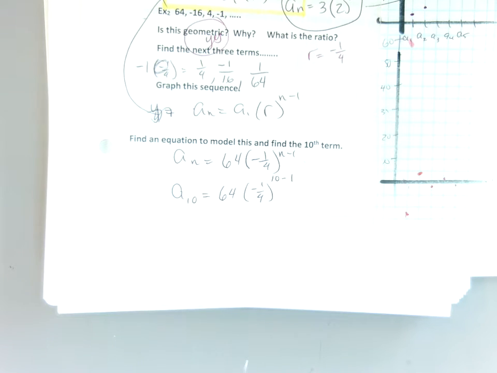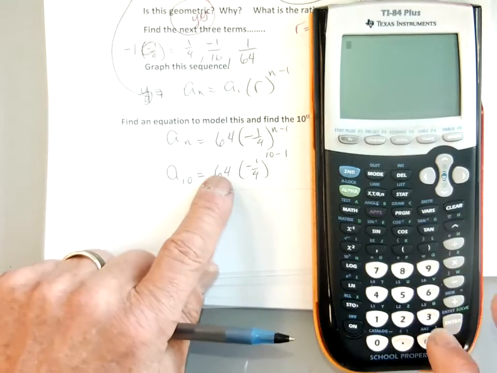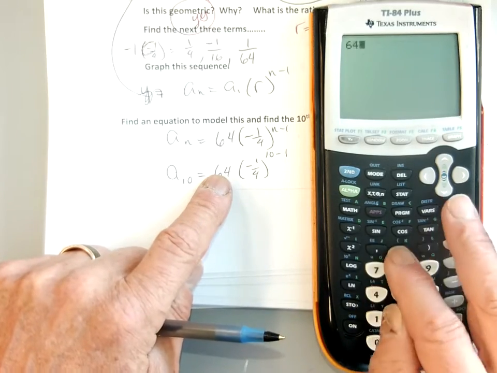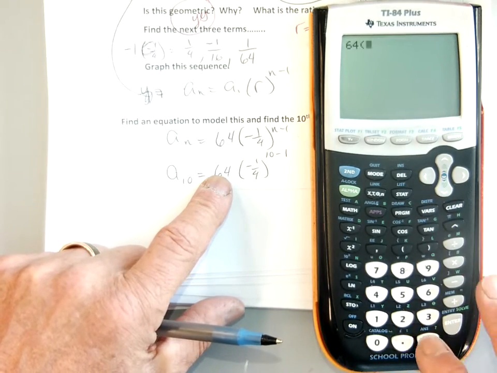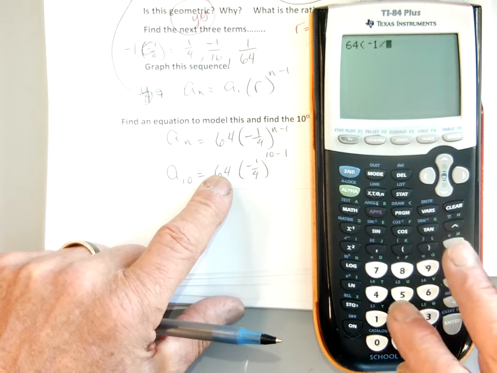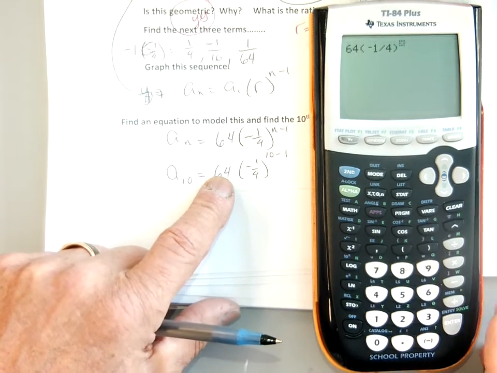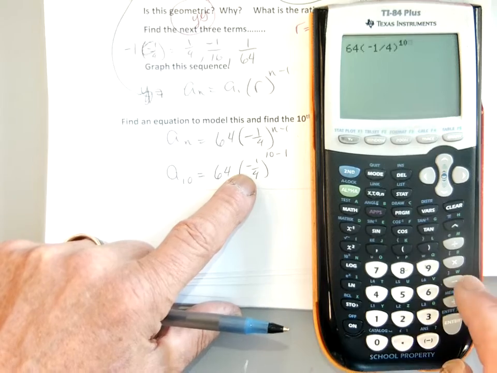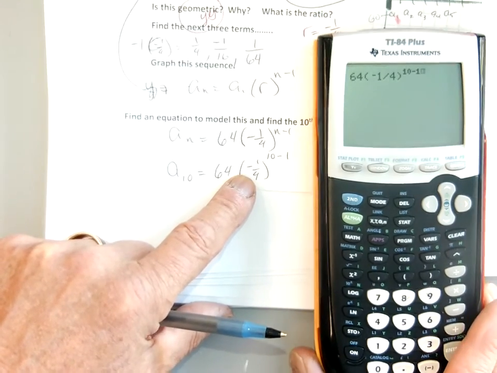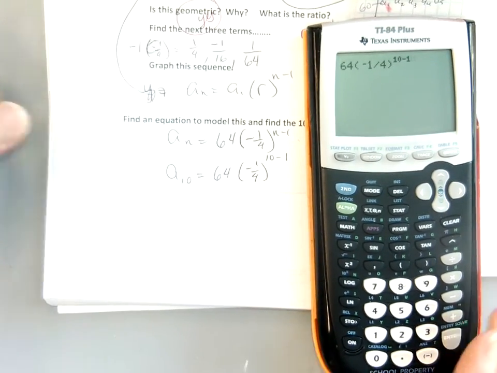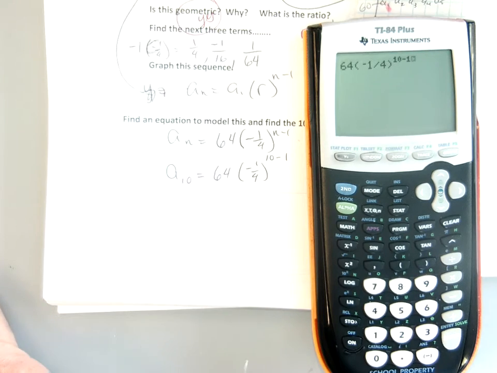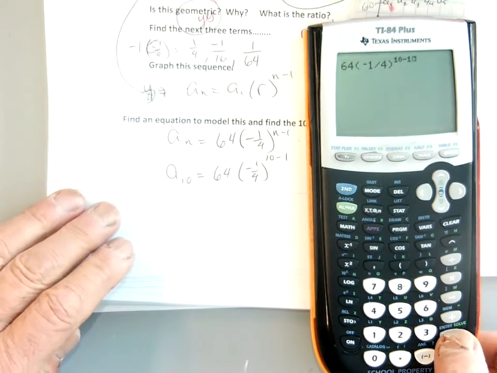So let's go ahead and go in my calculator. I'm going to go 64 times negative 1/4 to the power of 10 subtract 1, right? You guys see that in my calculator? It's going to be really small. I know it because it's getting closer and closer to 0, right? So I get about it.